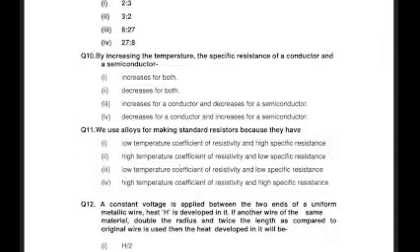Correct. The answer is 1. Low temperature coefficient of resistivity and high specific resistance.